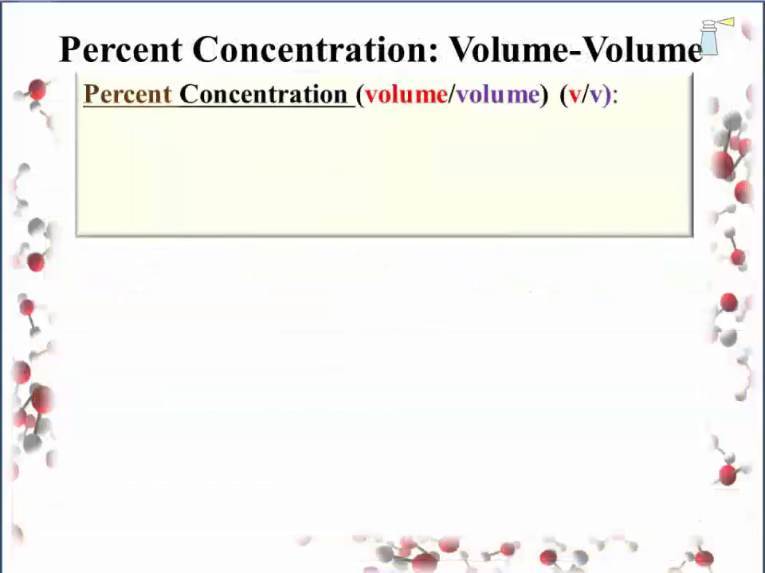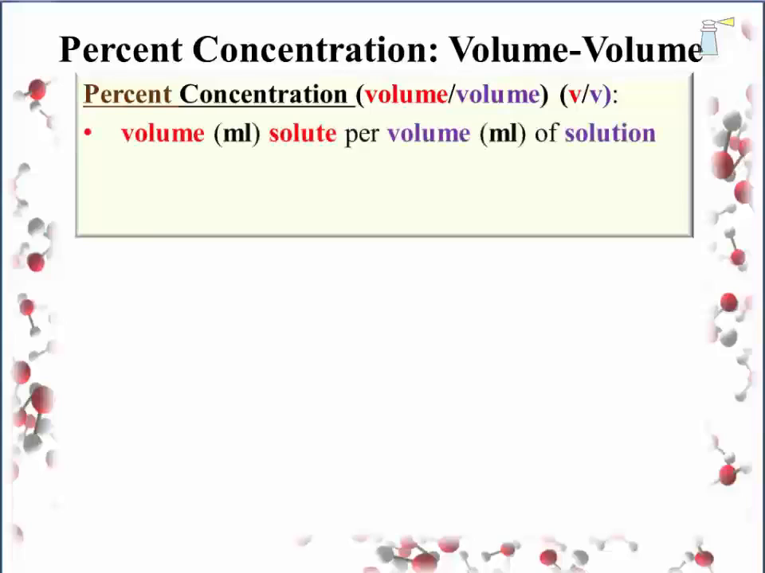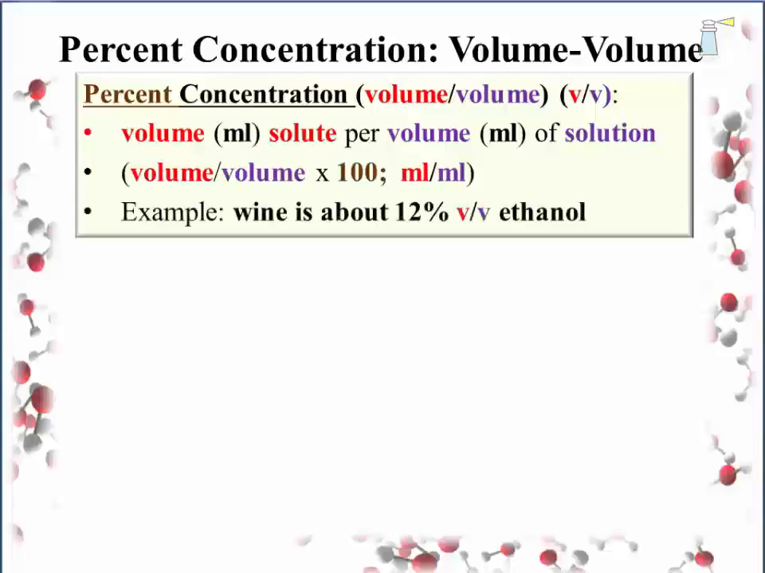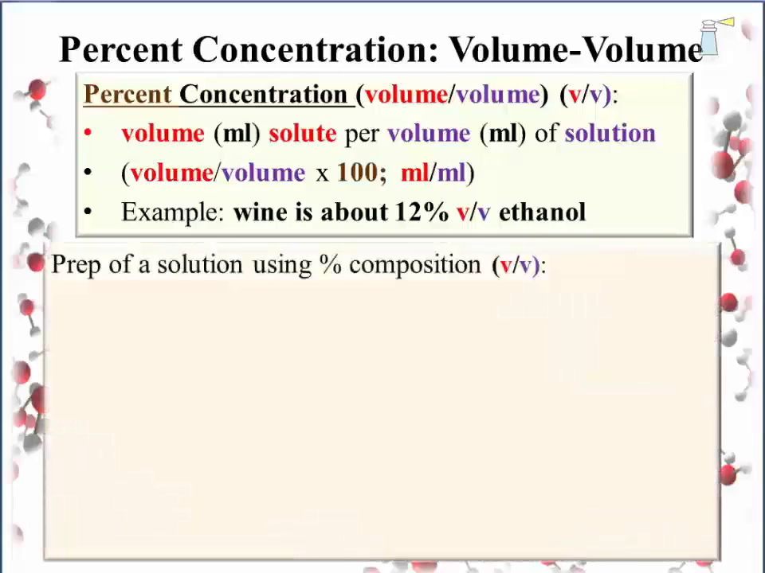The last of the percent concentration scales is the volume to volume one. That is the mL of solute per mL of solution, and the percent says multiply by 100. A real-world example of this concentration scale is with alcohol beverages. Wine is about 12% volume per volume ethanol. All alcohol containers will provide this concentration scale of ethyl alcohol. Solution preparation using this scale is a common practice in chemistry labs. There are two ways to prepare a solution using percent concentration, volume to volume. They share the first step. Measure out the volume of solute.